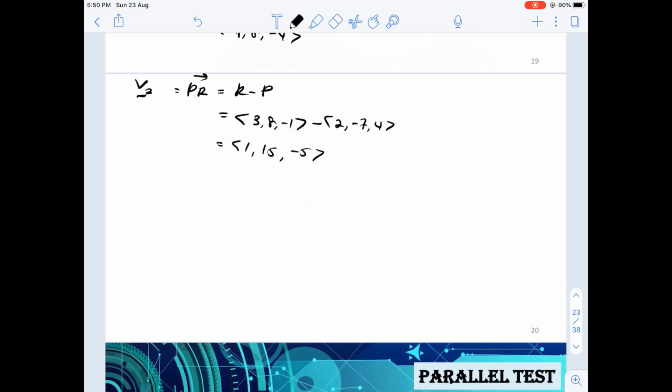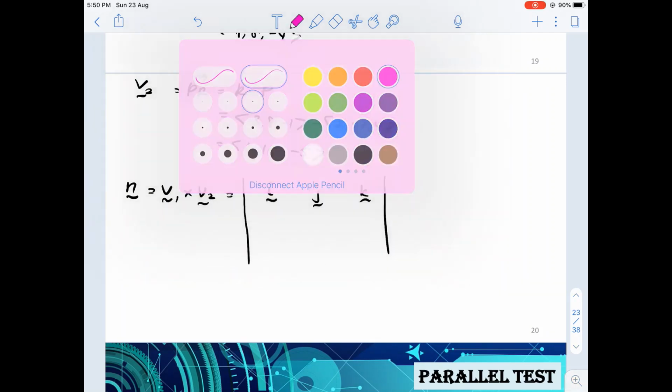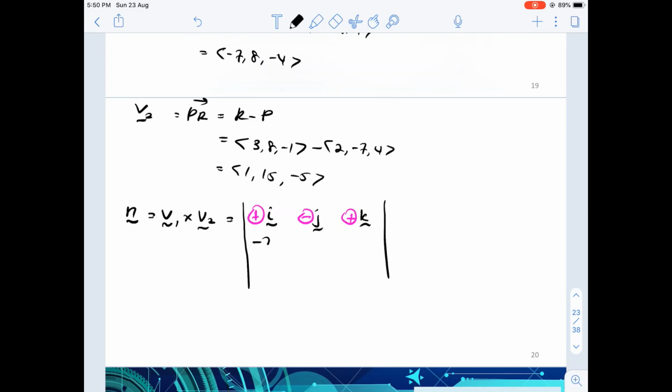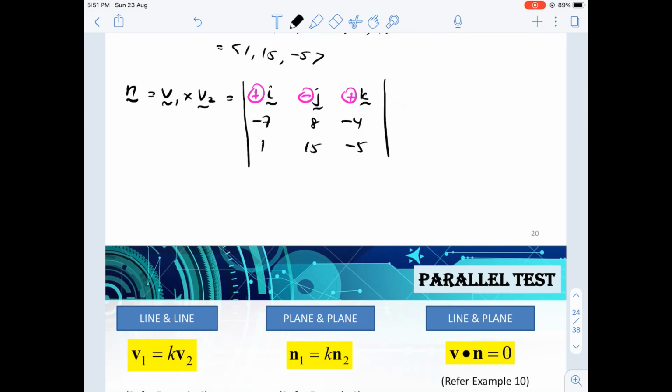Now let us do the cross product. Normal vector equals V1 cross product with V2. So we have to do it like this: i, j, and k. And don't forget we need to put plus and minus alternately for each direction. For the first row we have V1, which is -7, 8, -4, and the second vector is 1, 15, -5. So let us solve this one by one.